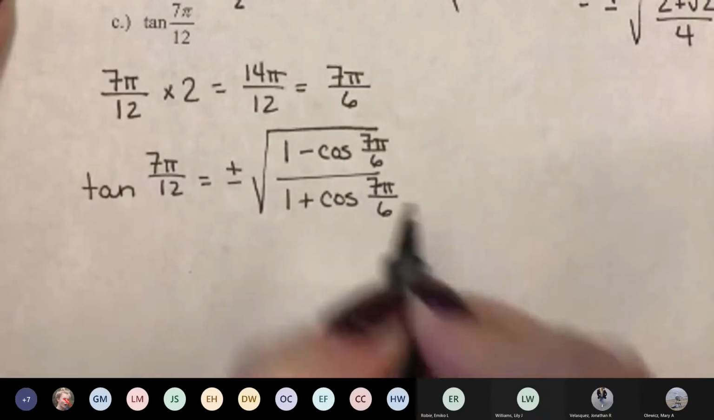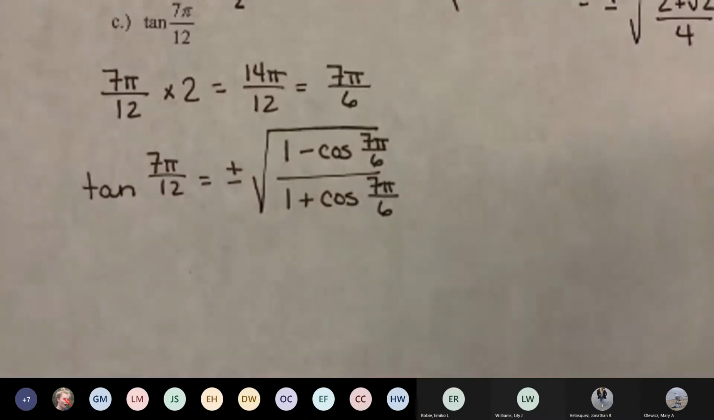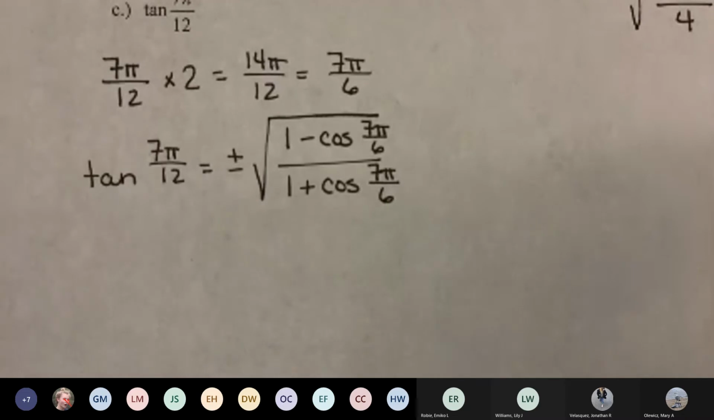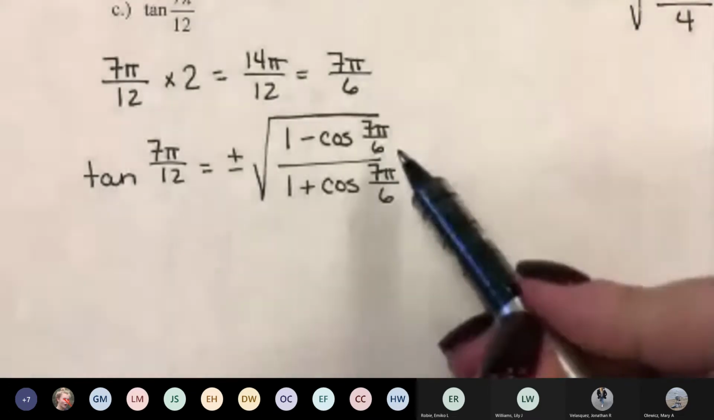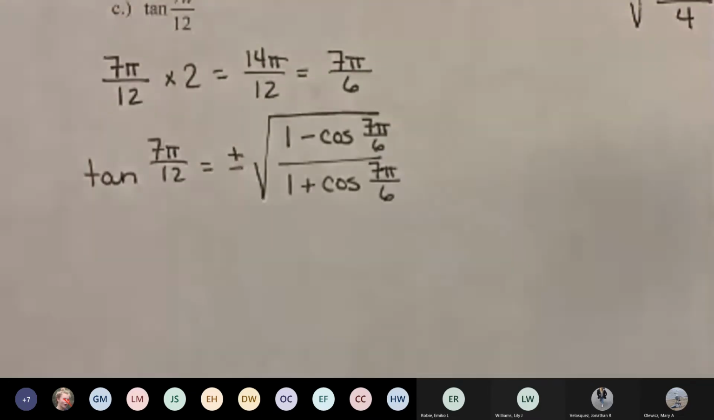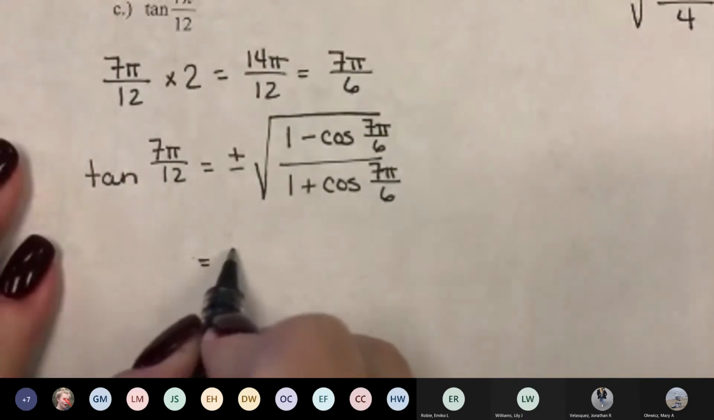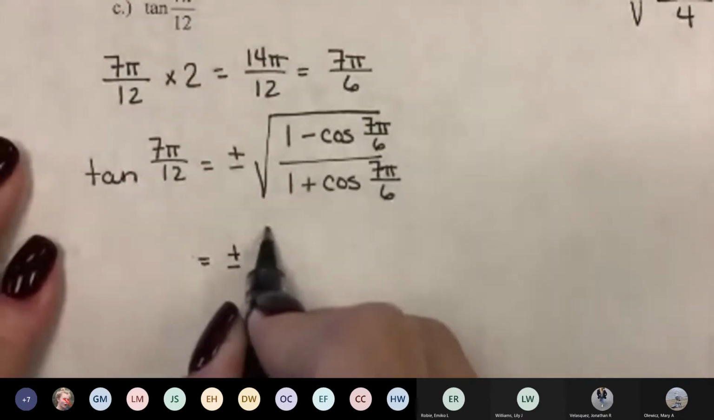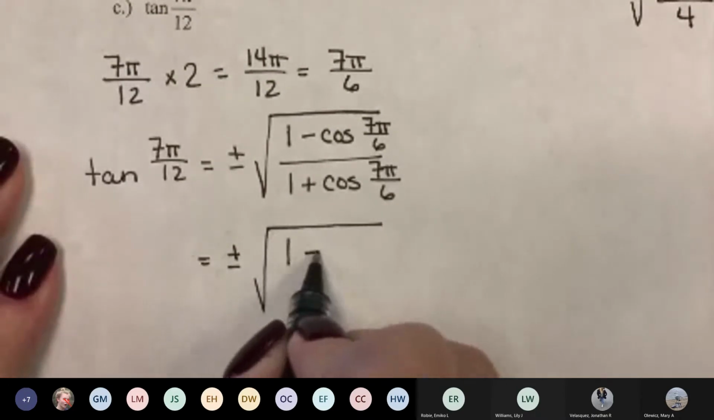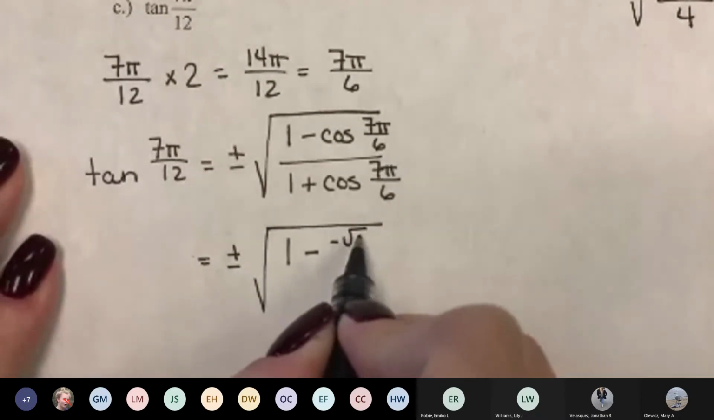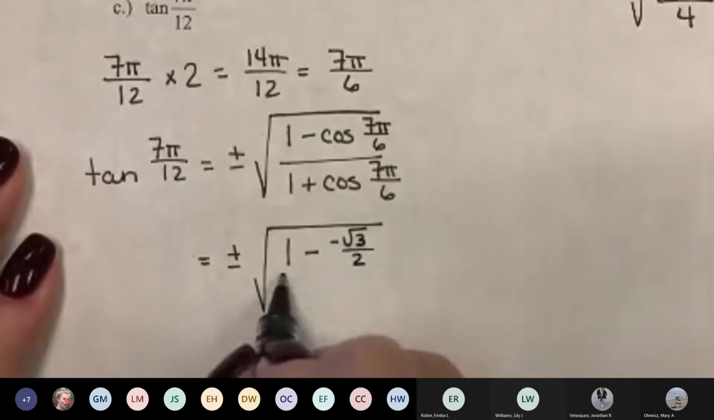I know that's a little scary. Don't worry, it's all going to work out, okay? Just got to be a little patient with yourself. Okay, so you're going to go to your unit circle and find out what that value equals. Did everybody find negative square root of 3 over 2?